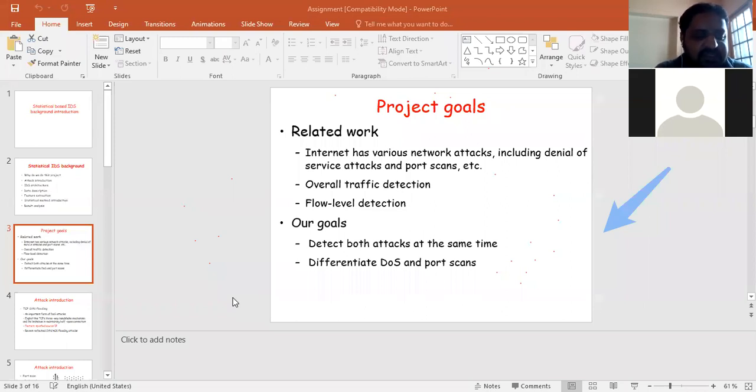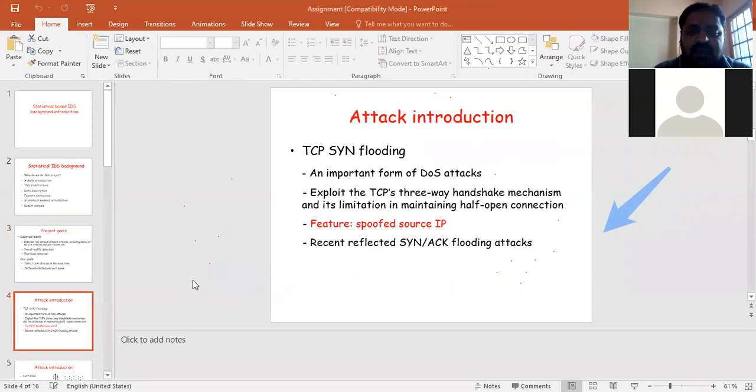So we will discuss the different attacks, as far as denial of service attacks are concerned. There are different types of attacks which are used to attack a system. For example, we have also discussed the TCP SYN flooding attack. It is a type of denial of service attack where, for example, there is a client and there is a server.